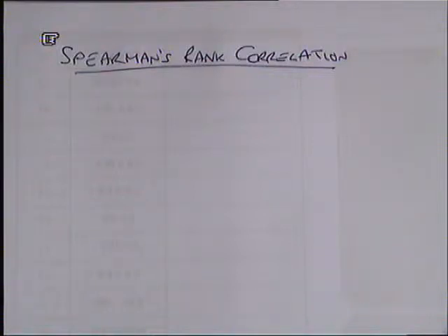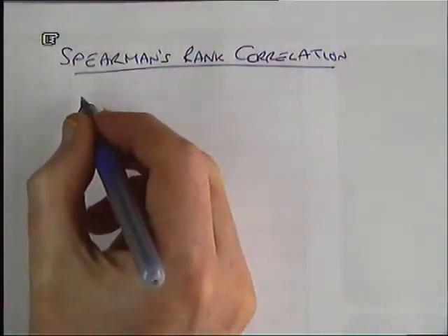This video is about Spearman's rank correlation. It's an alternative method of working out correlation between two sets of data. Instead of using the actual data values itself, you rank both lists from biggest to smallest, and then you work with those ranks. In a minute we'll go through an example. I'll just give you the formula first of all.